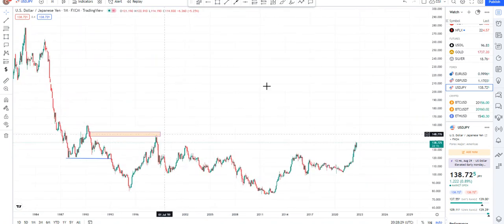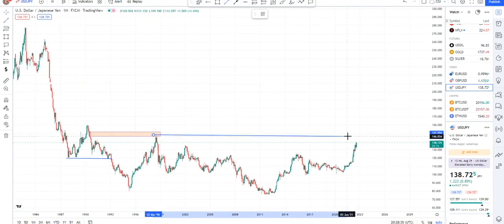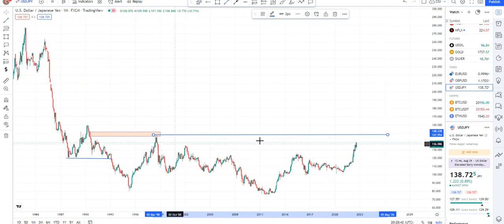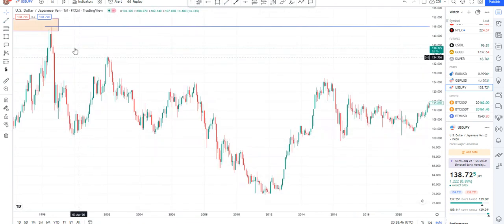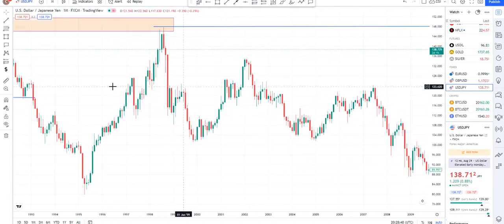So that high is an intermediate high. Okay, so yeah, that high is an intermediate high, and we've not got into it. So it might never take out that liquidity.